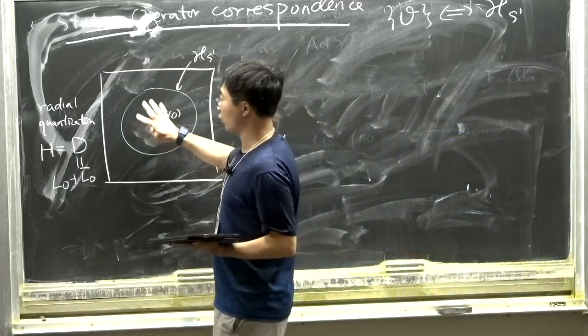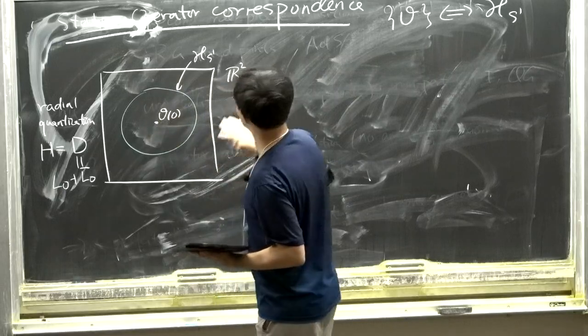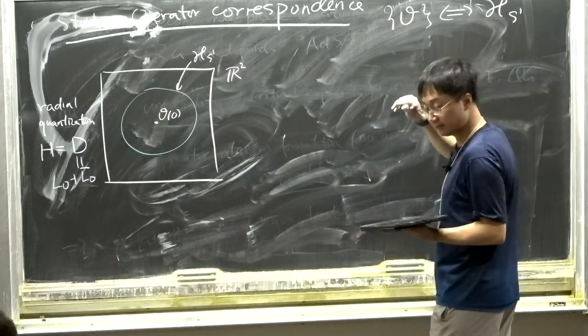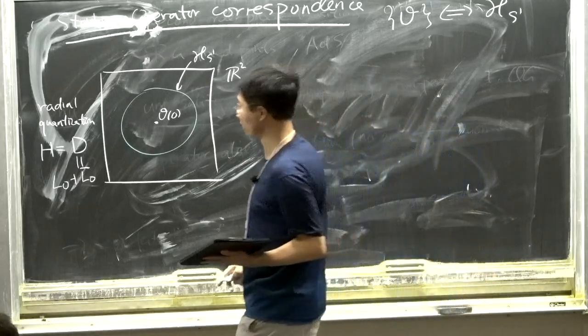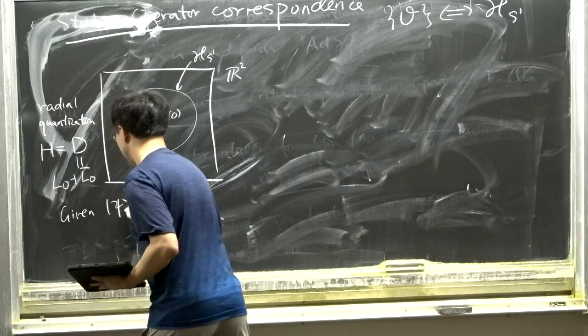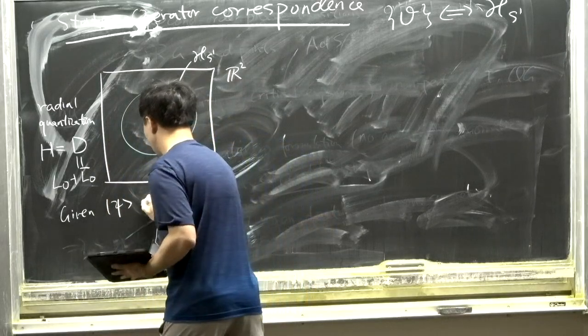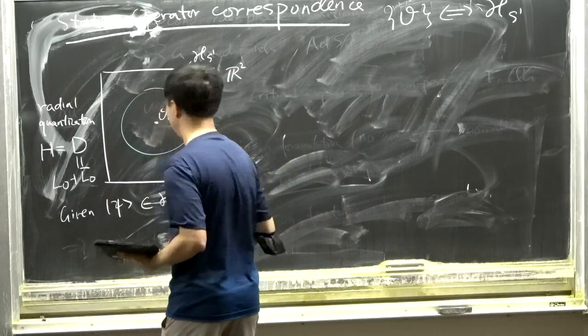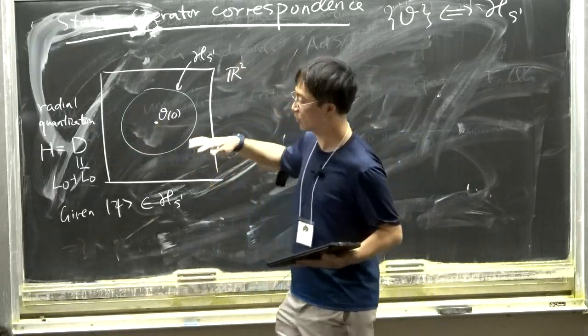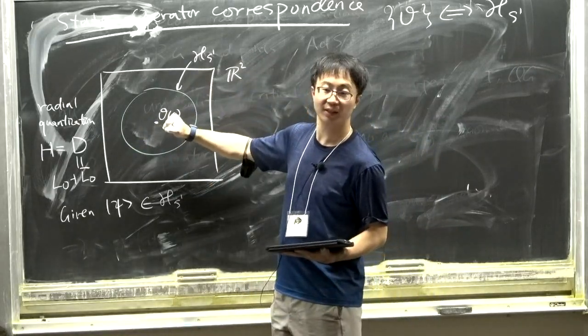So I explained to you one way of this correspondence, namely starting from a local operator, how to get the corresponding state. So how do I go backwards? Given a state in the Hilbert space, as you can imagine, we can use this dilatation operator to evolve the state backwards to the origin and get the operator.